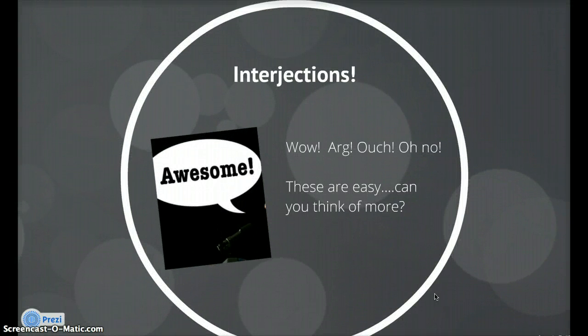Interjections are usually words that show surprise, or if you're upset, or if you make a big deal about something. For example, wow, or if you are angry, or ouch if you hurt yourself. These are easy. Can you think of any more? There are spaces on your guided notes for you to fill this out.